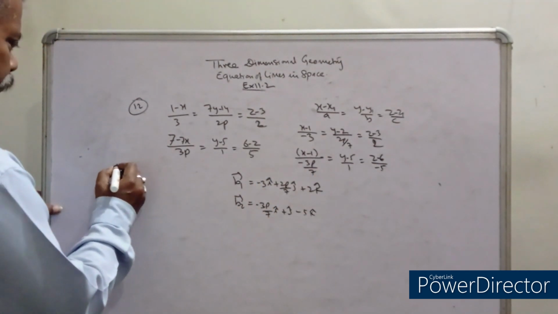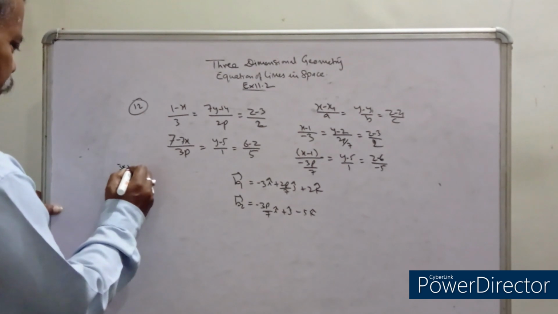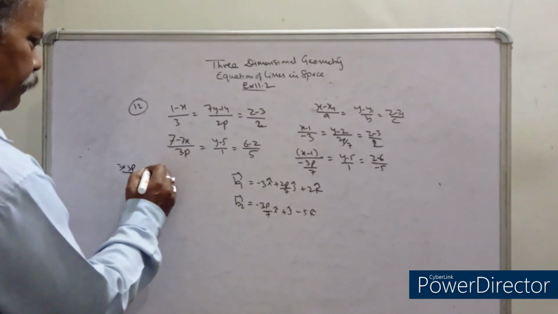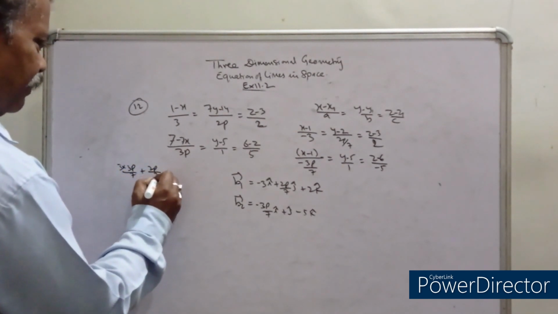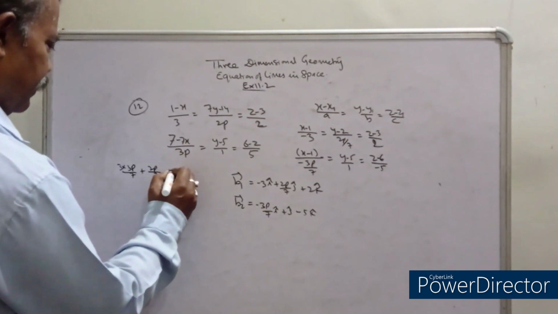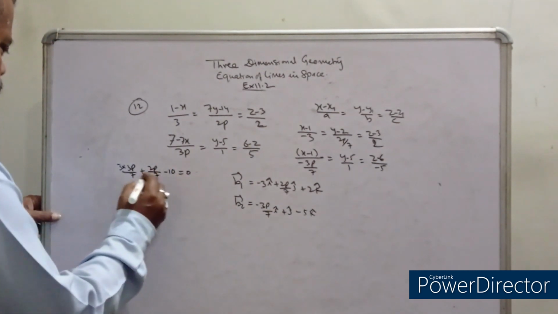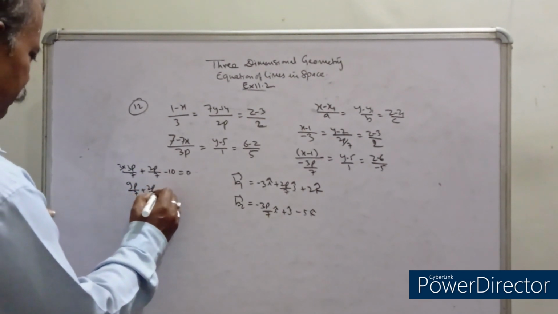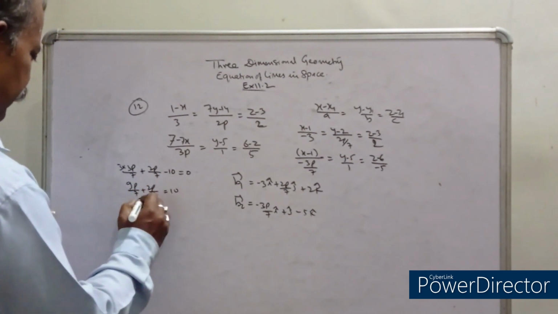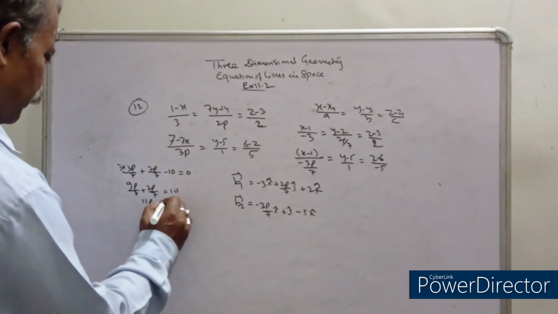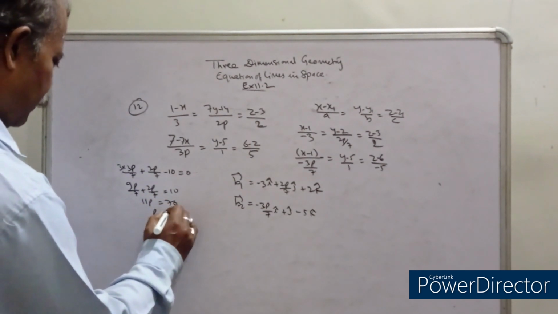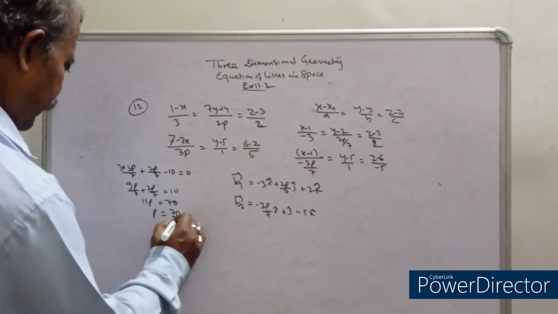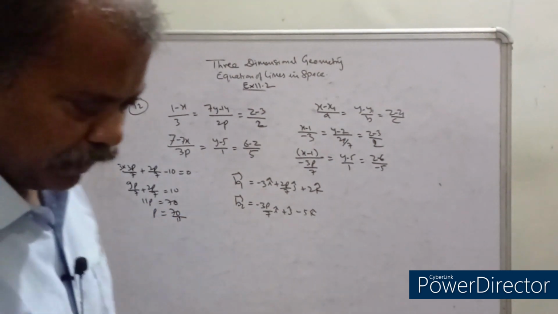So this is 3 into 3p by 7 plus 2p by 7 into 1 and minus 10, equal to 0. So 9p by 7 plus 2p by 7 is equal to 10. 11p is equal to 70. So p is equal to 70 by 11. This is your answer. So let me check the answer.